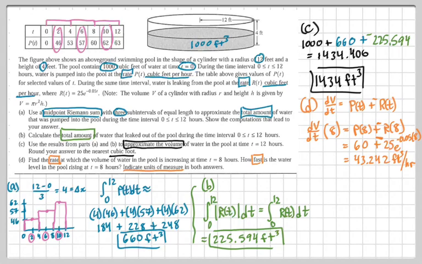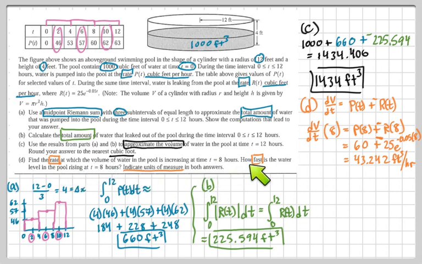So after plugging it into the calculator, I got 43.242, and it's cubic feet per hour. I think that's huge right there. We need to make sure that the feet is cubed because this is volume, and it's per hour because we are dealing with a rate. Okay, so that's the first part of the question.